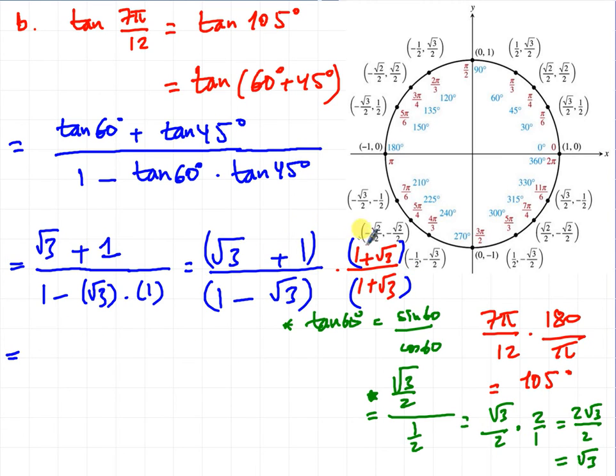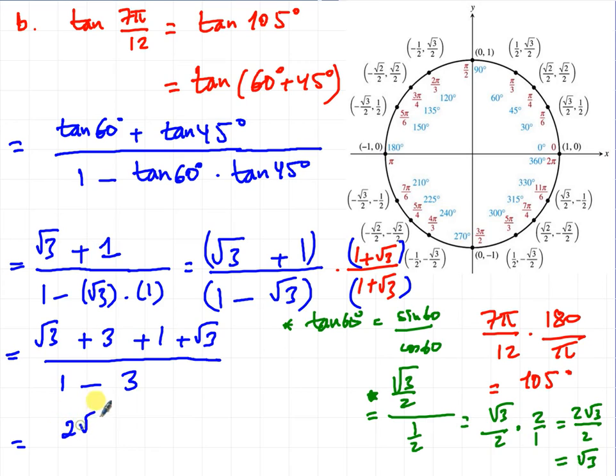Distribute: radical 3 times 1 is radical 3, radical 3 times radical 3 is radical 9 or 3, plus 1 times 1 is 1, and 1 times radical 3 is radical 3, over 1 minus radical 3, 1 plus radical 3. This is of the form a minus b into a plus b. So it would be a square, 1 square is 1, minus b square, radical 3 square, which is 3. Radical 3 plus radical 3 is 2 radical 3. 3 plus 1 is 4, over 1 minus 3 is minus 2.